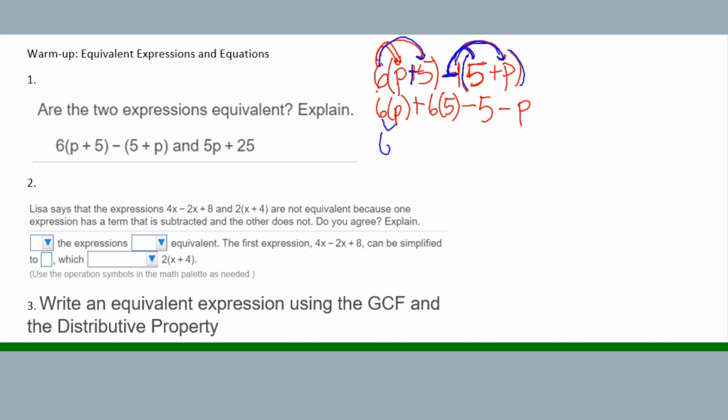So 6 times p is 6p, plus 6 times 5 is 30. And then we have minus 5, and we have minus p. Now you can put a 1 in front of the p so you can see what's going on, or not. So we want to find our like terms.